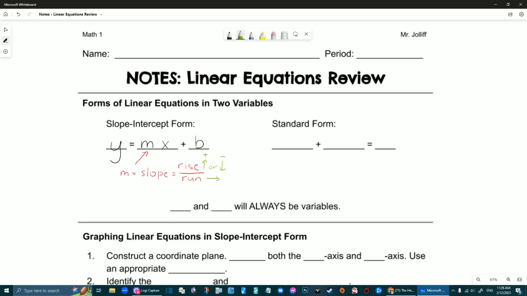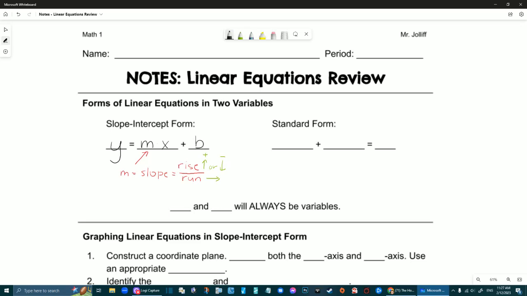If we're looking at m, the number in front of x, or the coefficient, and it's a whole number or integer, meaning it doesn't have a fraction or a denominator, we assume that the run is 1. So if m is not a fraction, assume that the bottom of that fraction is 1, and you're going to go forward 1.